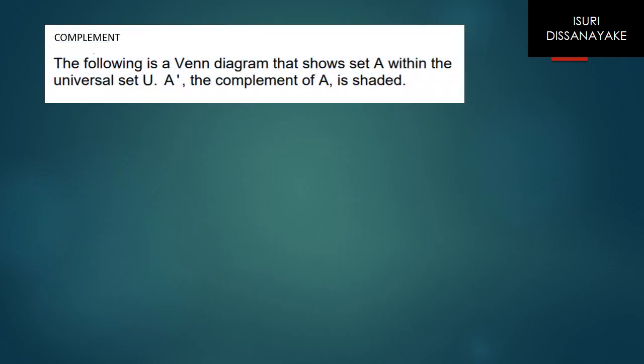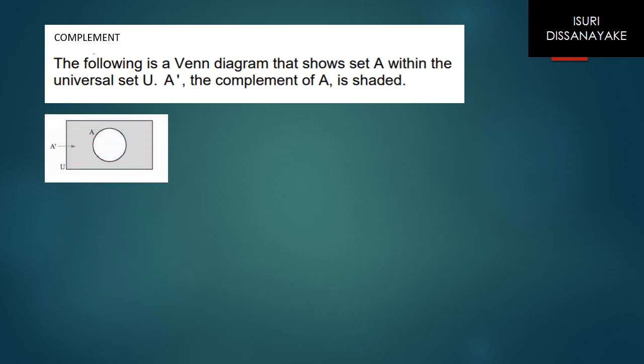Complement of a set. The following is a Venn diagram that shows set A within the universal set U. A dash, the complement of A, is shaded. Look at the figure. This is the universal set, and I have drawn the set A inside the universal set. You can see what is shaded outside over here is A dash. That is A complement. So what do you mean by this? A complement is excluding A, without A.